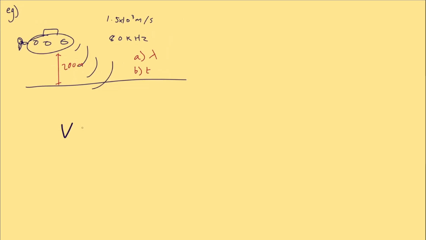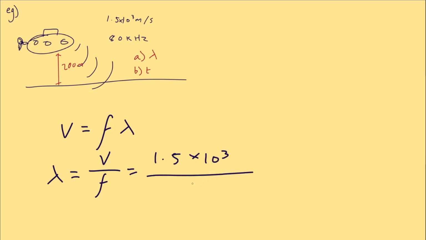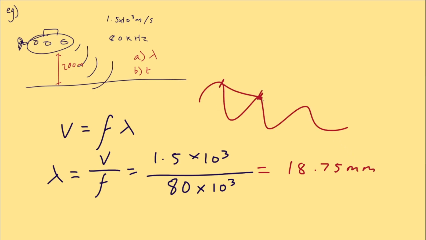Look at the wave speed formula. We can isolate wavelength by dividing both sides by frequency. The velocity is the speed of sound underwater, and the frequency is 80 kilohertz, so we multiply it by 10 to the power 3. You don't need to know this. This is more like a unit knowledge thing. The ability to solve is more important. This is equal to 18.75 millimeters. So that's the wavelength, the distance between the peaks.